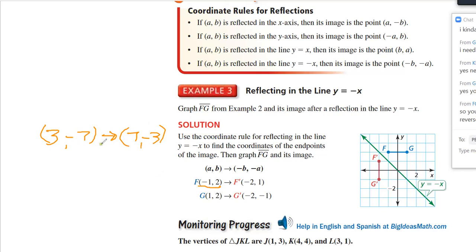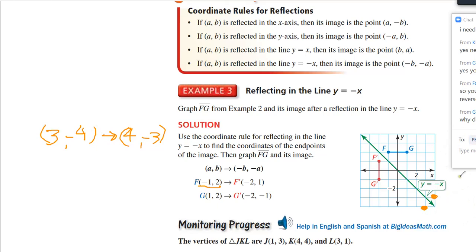There's not room for it on the graph because of the 7, so let's make that 4 instead, so it'll be on our graph. So 3, -4 is here. The reflection, 4, -3, is right here. See it?